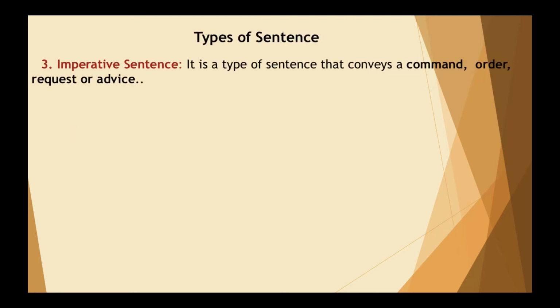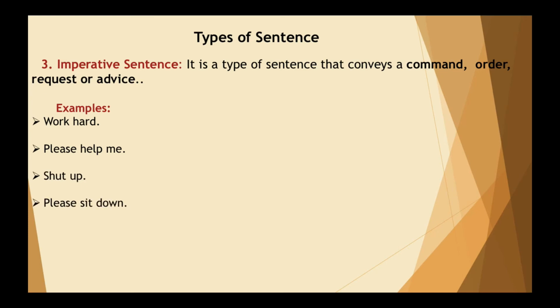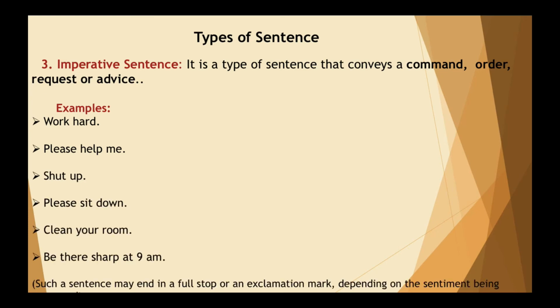Coming to the next type, imperative sentence. So such a sentence conveys a command, order, request, or an advice. To understand this better, let's have a look at the examples. Work hard. Please help me. Shut up. Please sit down. Clean your room. Be there sharp at 9 a.m.